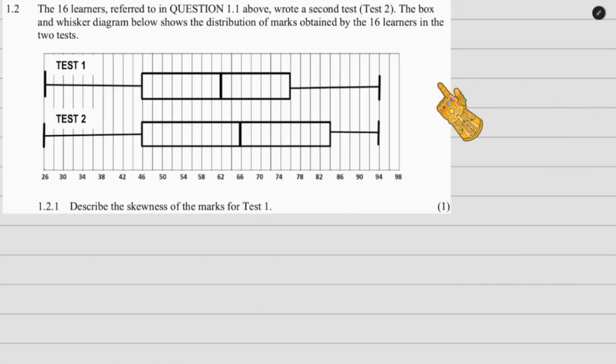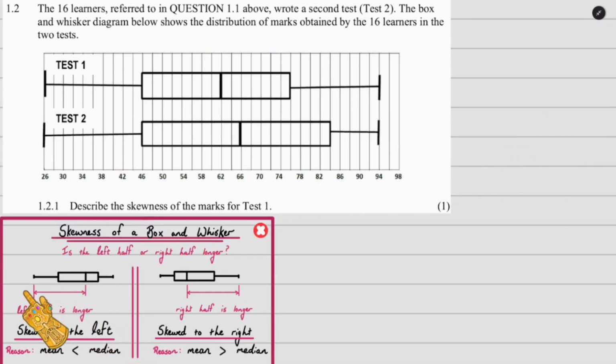For question 1.2, we've been given two box and whisker plots for the 16 learners that wrote two tests, and we are asked to describe the skewness of the marks for test 1. To assess skewness, we need to look at which half of the box and whisker plot is longer. If your left half is longer, then it's skewed to the left. If the right half is longer, then it's skewed to the right. So we're going to assess that for test 1 over here.